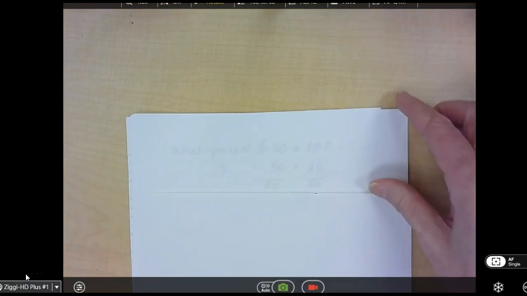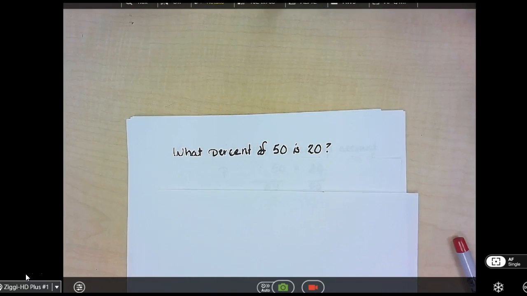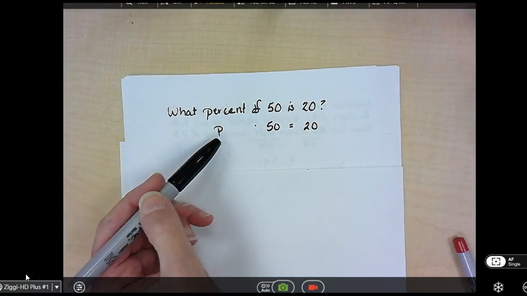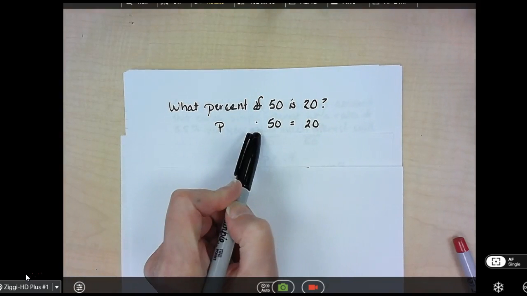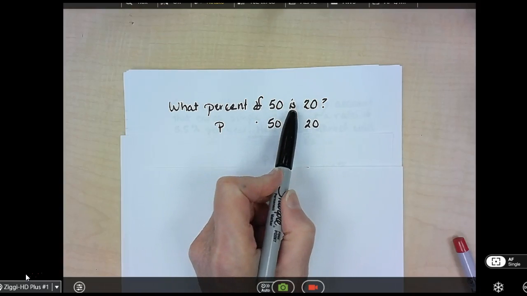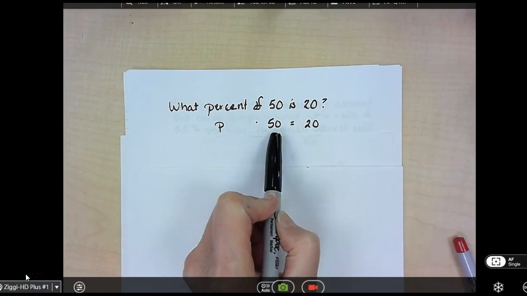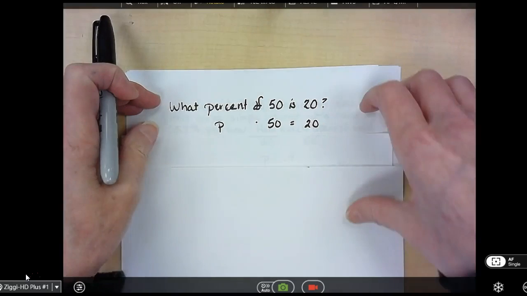So now I'm going to show you some examples of using your equation. So P percent of 50 is 20. This is the same exact problem that I had earlier. You don't know the percent, so you can call it P, you can call it X. Of, again, was multiplication. 50 is 50. Is your equal sign, and 20 is 20. So now I have P times 50 equals 20. I'm looking to get P by itself, so I have to divide both sides by 50.